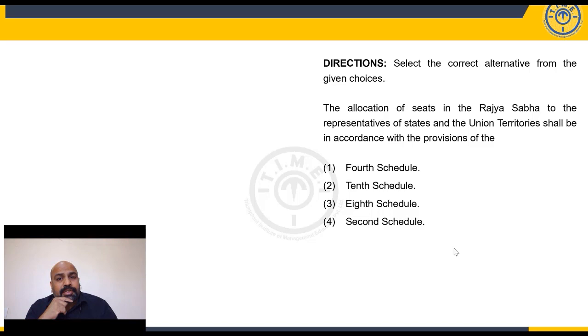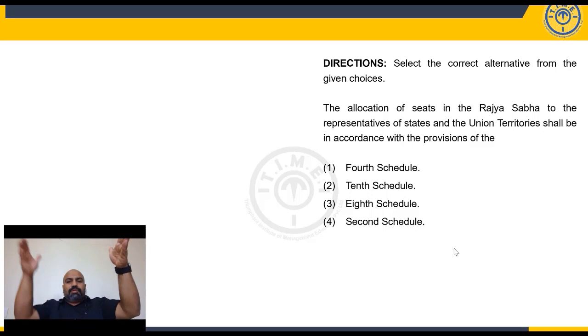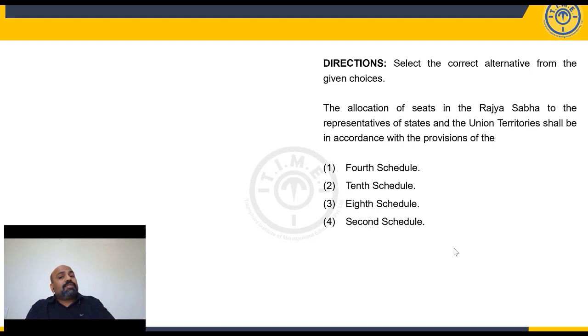Schedule 2 carries a list of salaries of constitutional functionaries. So there is the president's salary, the vice president's salary and all that. But do you know, the vice president does not have a salary. The vice president of India is ex officio chairman of the Rajya Sabha, so as the chairman of the Rajya Sabha the person draws a salary, but not as the vice president.